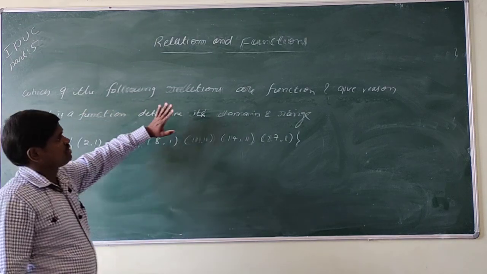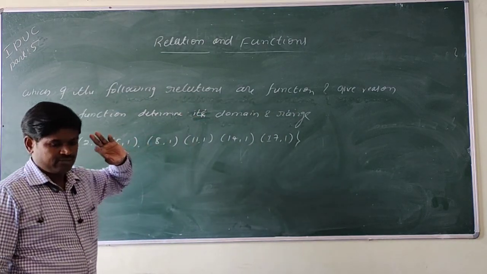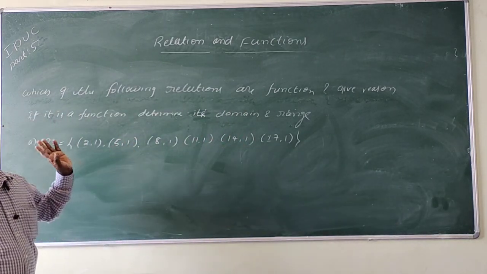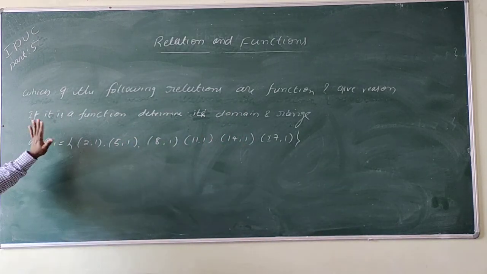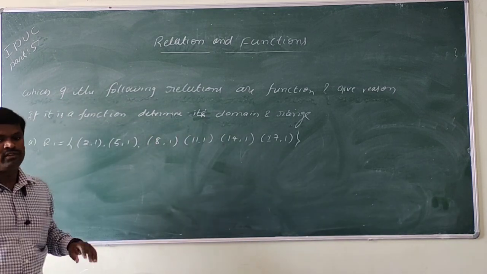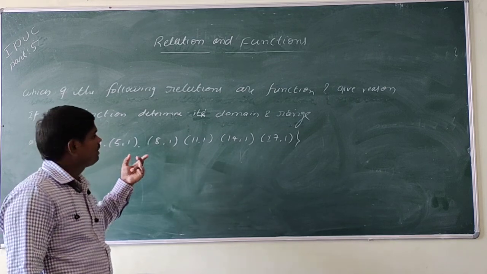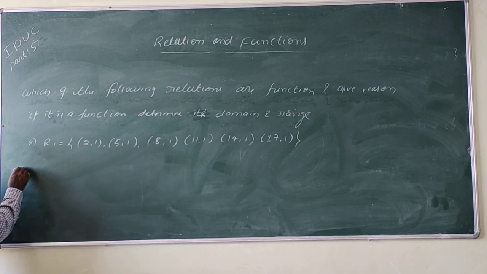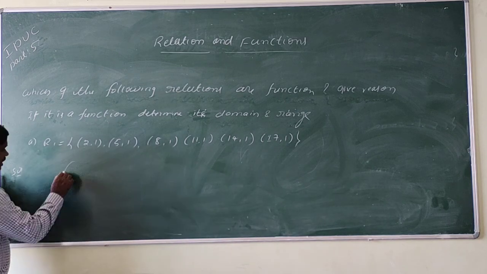Which of the following relations are functions? First we have to verify whether the given relation is a function. If it is a function, give reason. If it is not a function, give reason. If it is a function, determine its domain and range. Only if it is a function do we find the domain and range. So, solution. Here, take the arrow diagram.